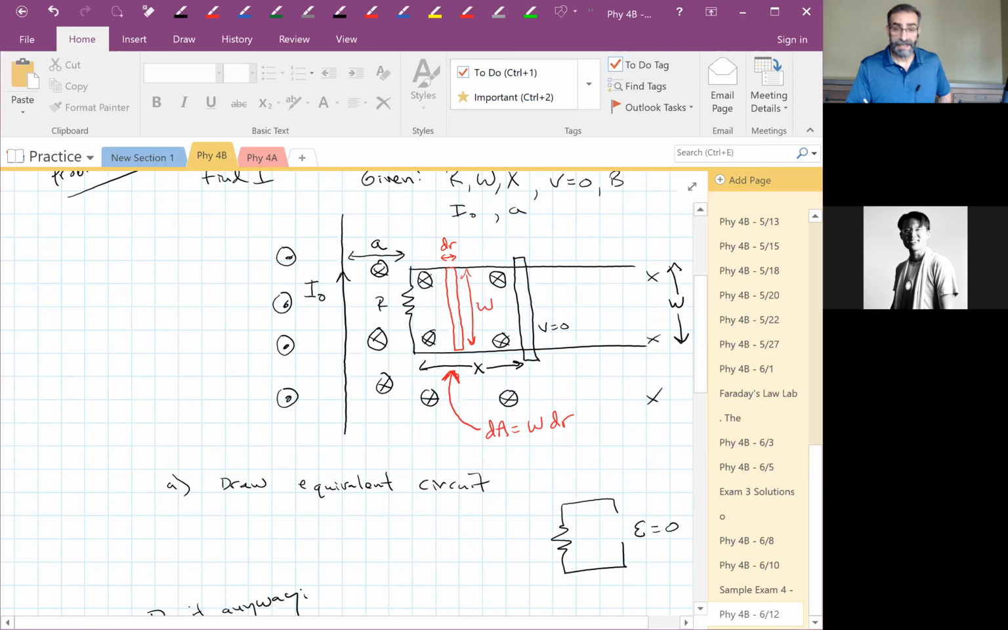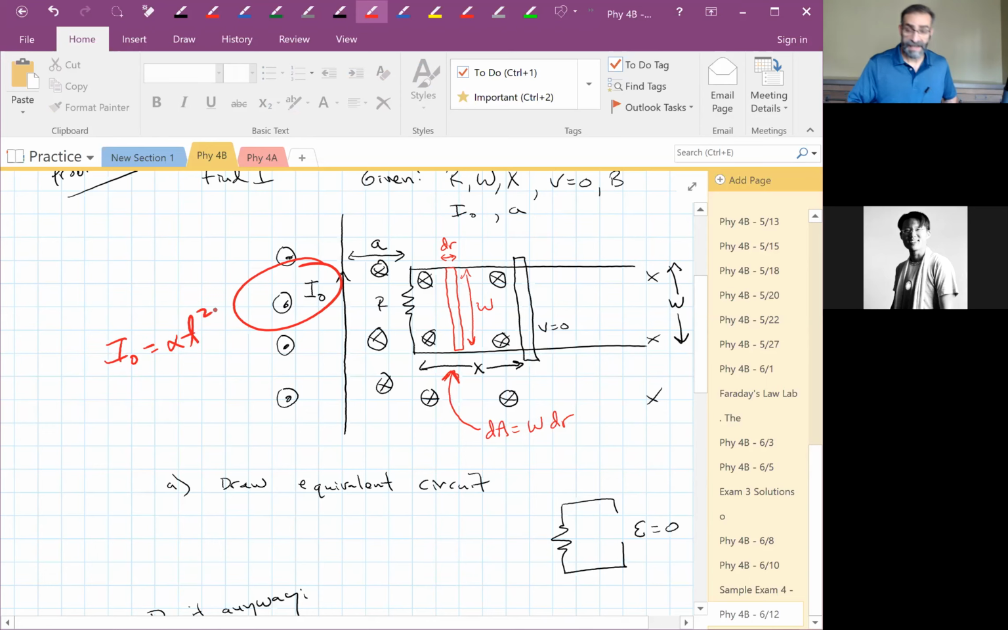But the important point here was that the magnetic field was not uniform over the area. We had to integrate to find the flux. So I could have had something changing here, right? I could have made this current, I could have made that current I naught. Why isn't it red? I could have made that current some function of time, alpha t squared, right? Then the magnetic flux would be changing, right?